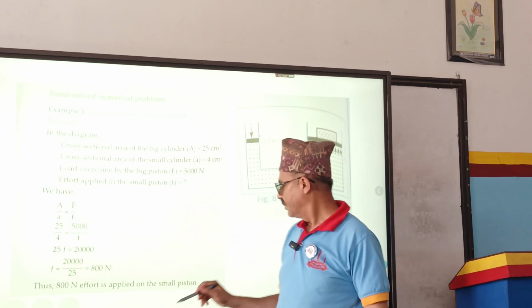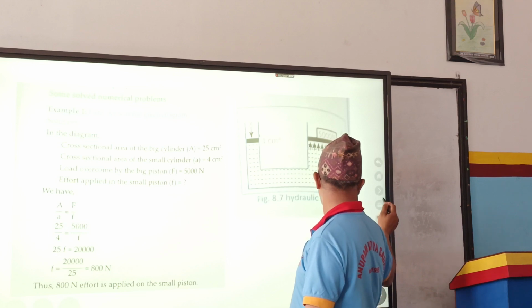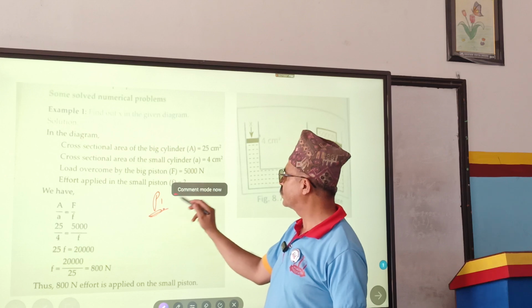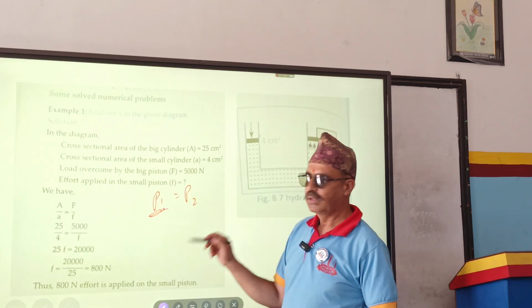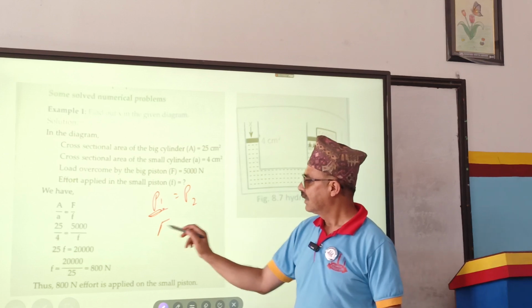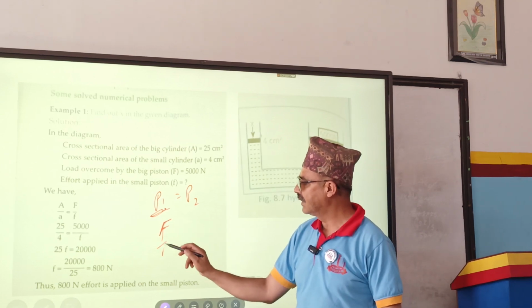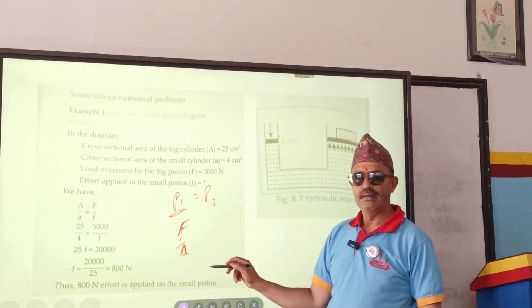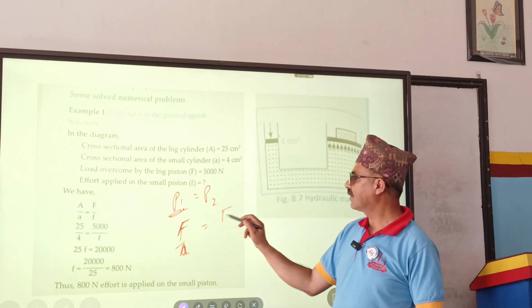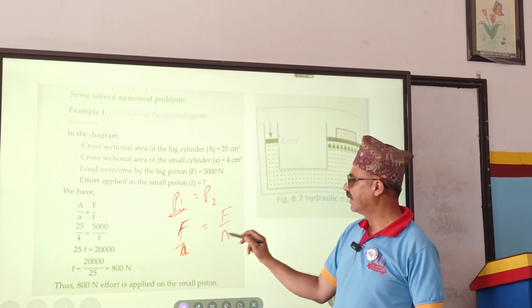What does Pascal's law state? It says P1 equals P2. Yes. Pressure exerted on the small cylinder is small f by small a, right? And pressure exerted on the large piston is capital F by capital A.